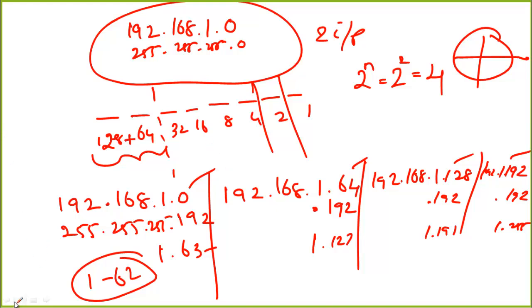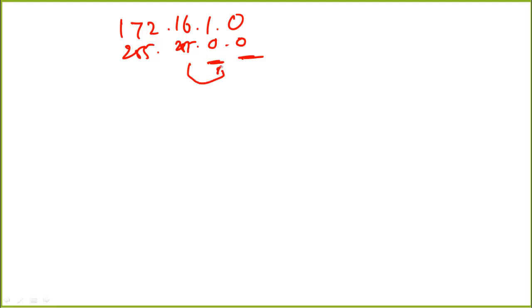Similarly, if you go for class B, again that will become a bigger one. So let us take an example, 172.16.1.0. I'm going to take this as an example. This is a class B IP address, and we know that the subnet mask is 255.255.0.0. So in this case, if I want to borrow the host bits, where will I borrow? Will I borrow in the last octet or in the third octet? I will always borrow from the one that is present right next to the network bits, not the other side.